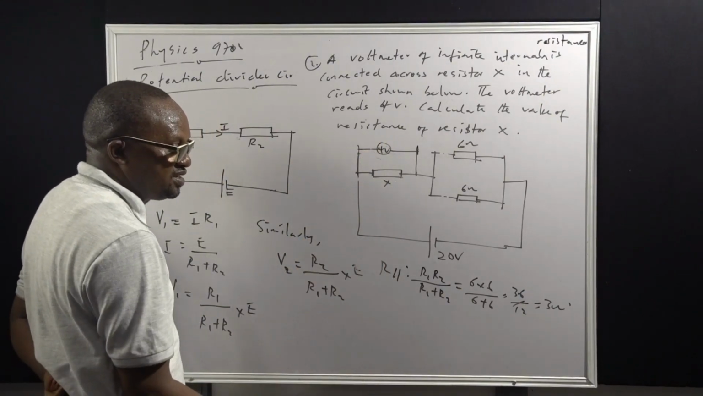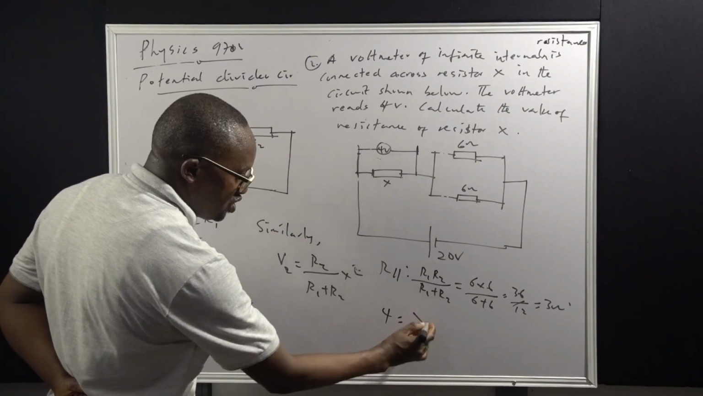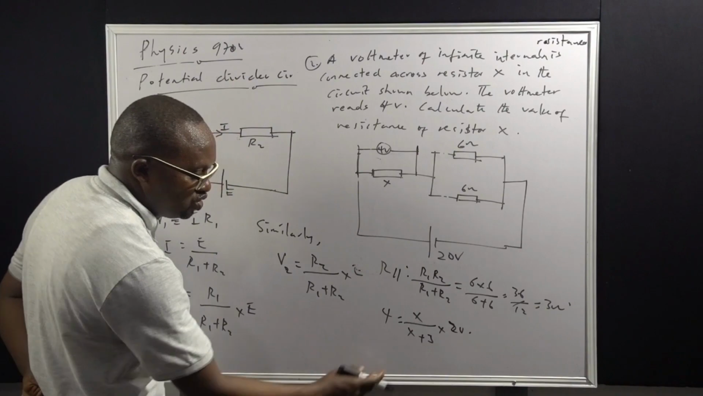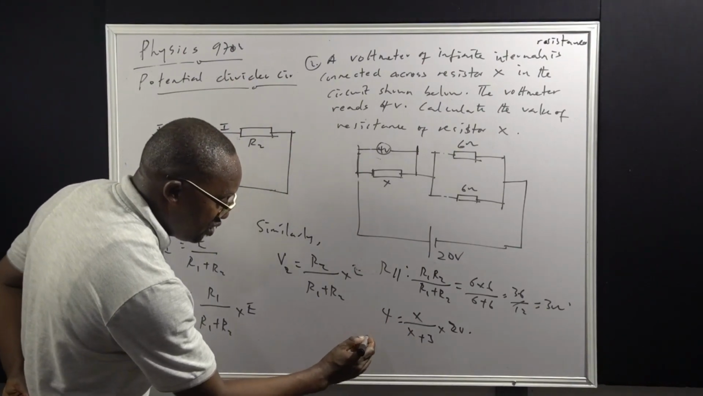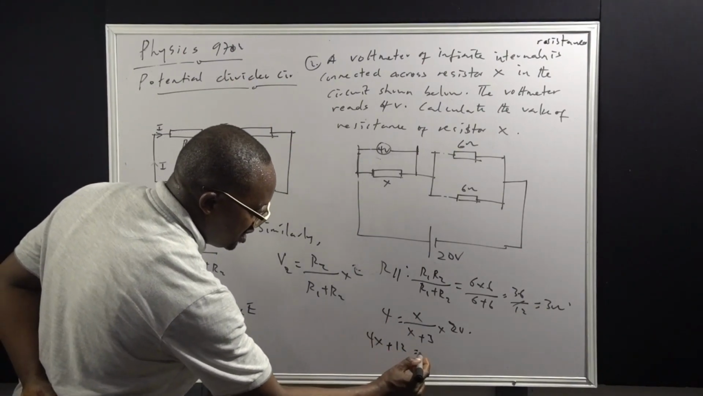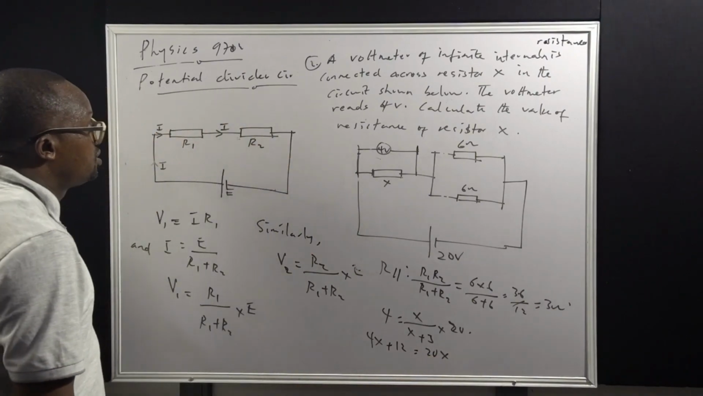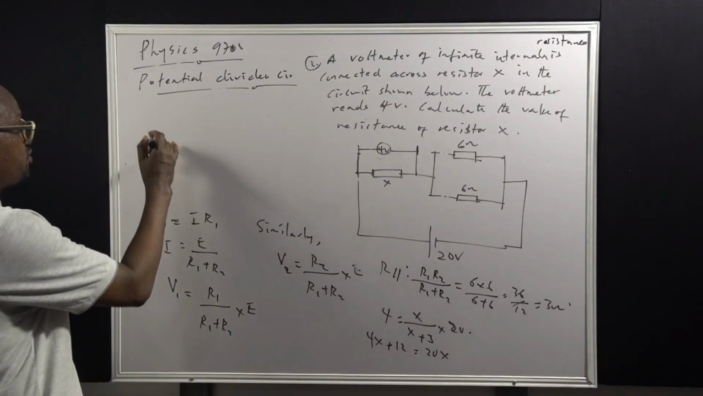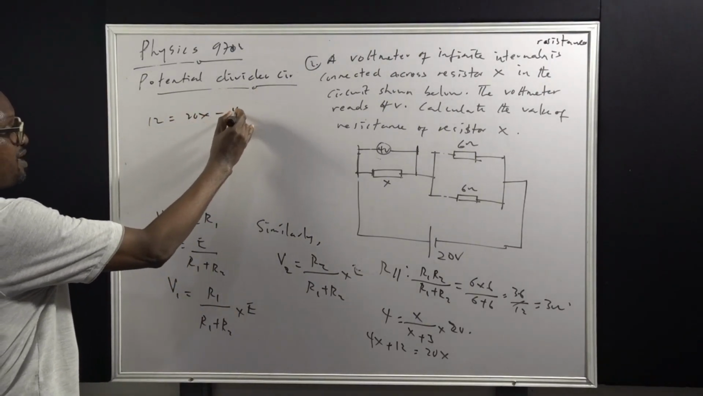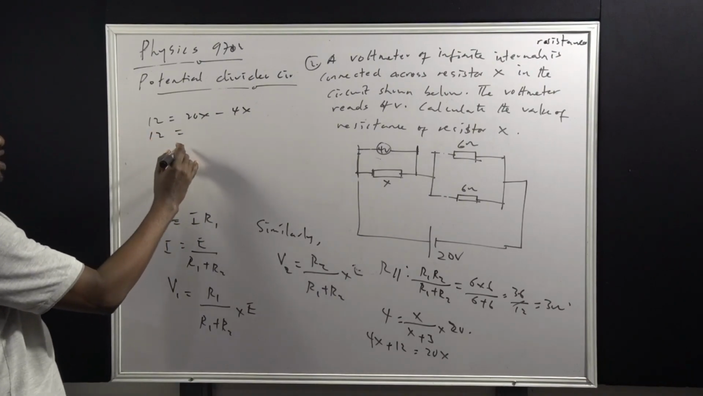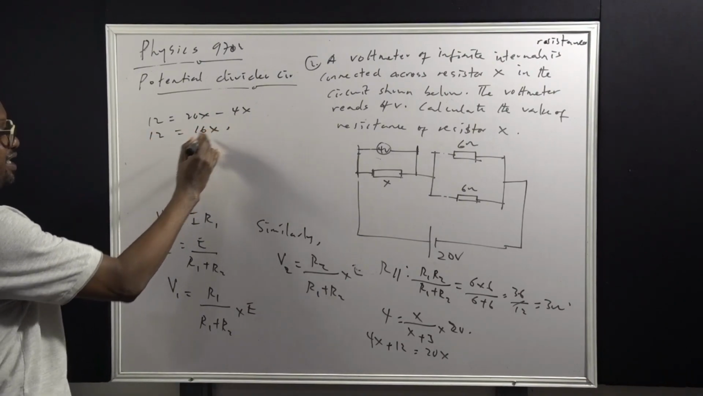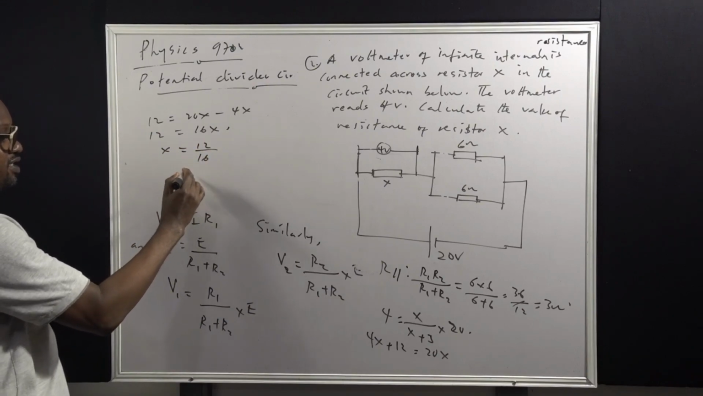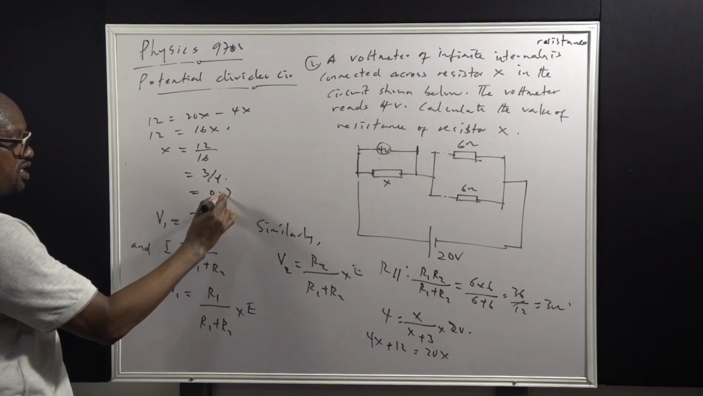Using the potential division equation, I have 4 is equal to X over X plus 3 times 20. What do I do here? I cross multiply. That becomes 4X plus 12 is equal to 20X. If you collect like terms, I have 12 is equal to 20X minus 4X. This becomes 12 is equal to 16X. So X becomes 12 over 16, which is 3 over 4, or 0.75 ohms.